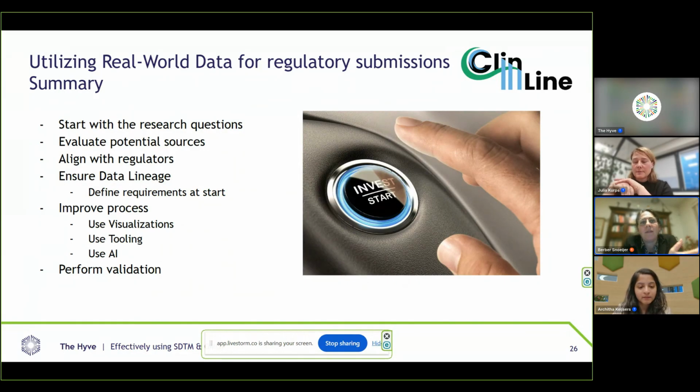Is this good data? Do you accept that? And after that, you can acquire the data. Make sure that you ensure the data lineage. And for that, it's better to define the requirements at the start.